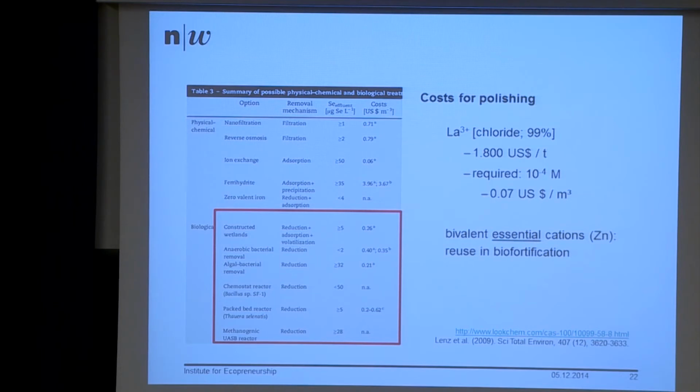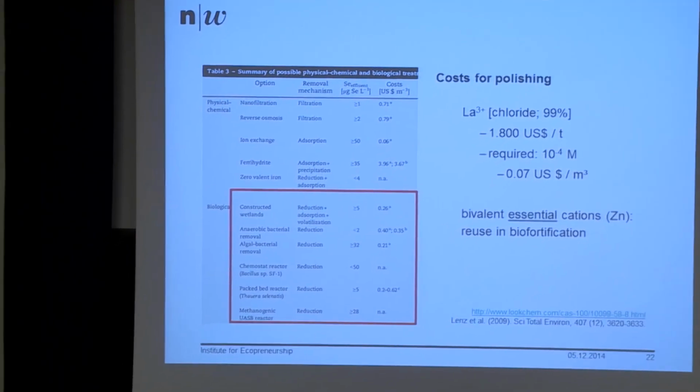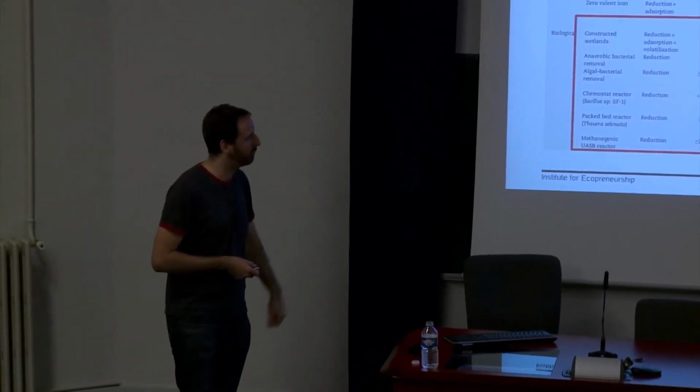Regarding costs, I did not take calcium here as an example, but I took the worst case. Even if you buy on some strange internet portals, you can find lanthanum chloride for around $2,000 per ton. It would require 10 to the minus 4 molar of lanthanum. Of course, you would not use lanthanum for settling, but it's simply the worst case. That corresponds to about $7 per cubic meter that you would need to invest for this polishing step. When we look at other biological processes, we are already at 20 to 50 or 60 US dollars per cubic meter. This means that you add very little to the price, considering that you would not use lanthanum, of course, but calcium or whatever. We can also think of using, for instance, zinc from other waste streams, because zinc is an element that is equally deficient around the world, so you could even reuse that as a fertilizer or in biofortification.